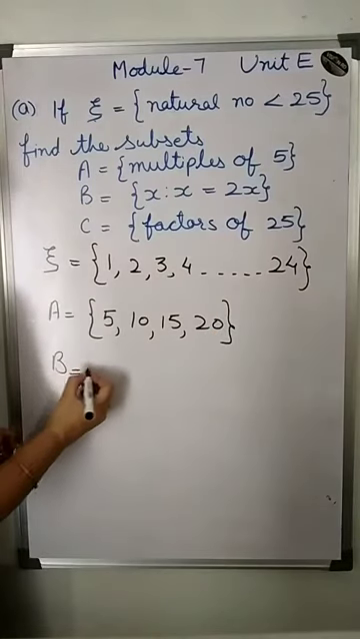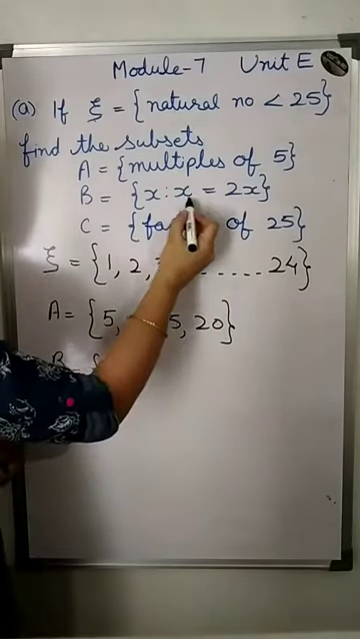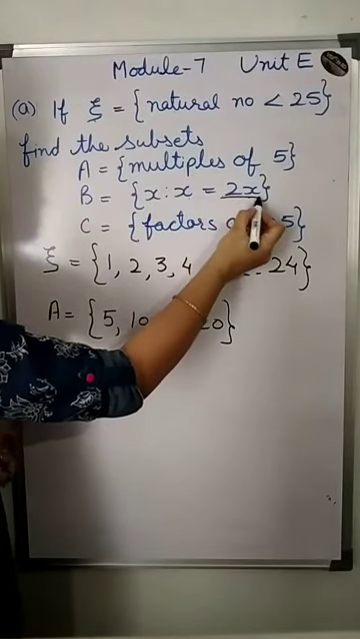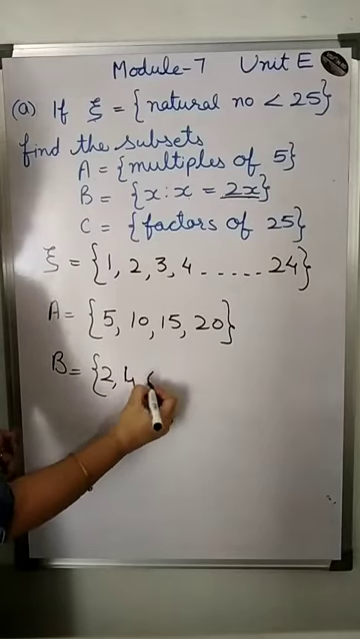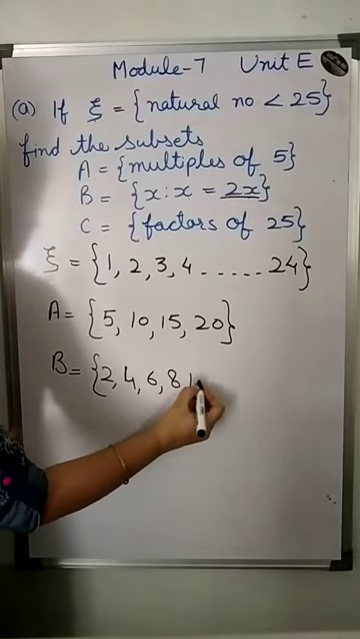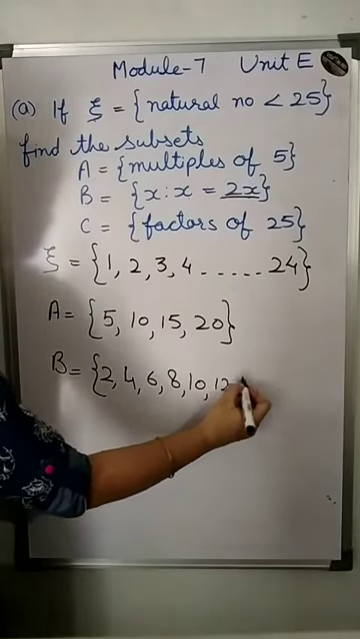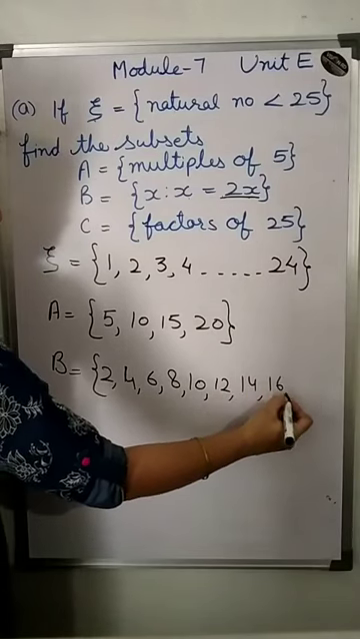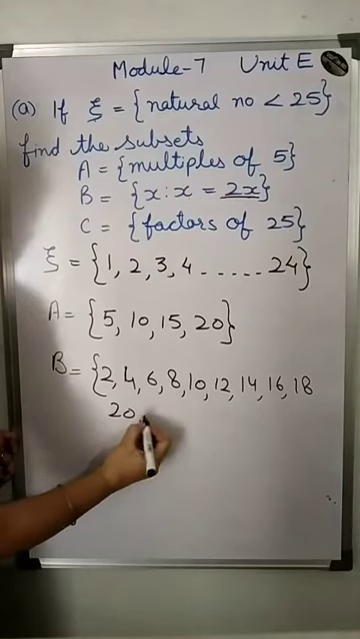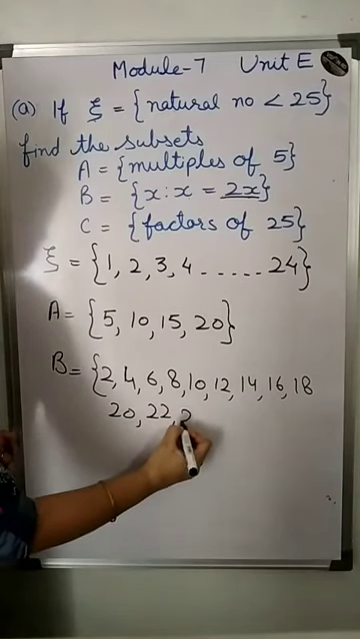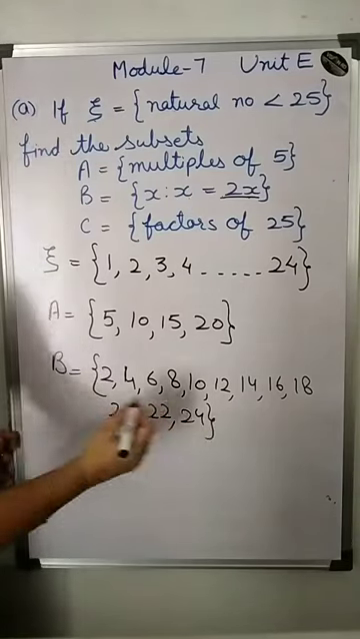B is equal to X such that X is equal to 2X. It means it is a multiple of 2. So it is 2, 4, 6, 8, 10, 12, 14, 16, 18, 20, 22 and 24 also. So these are the values of B.